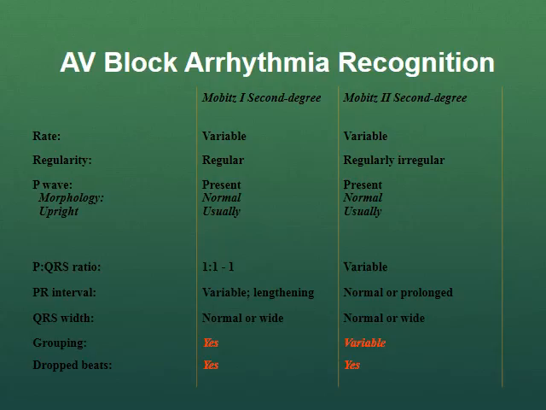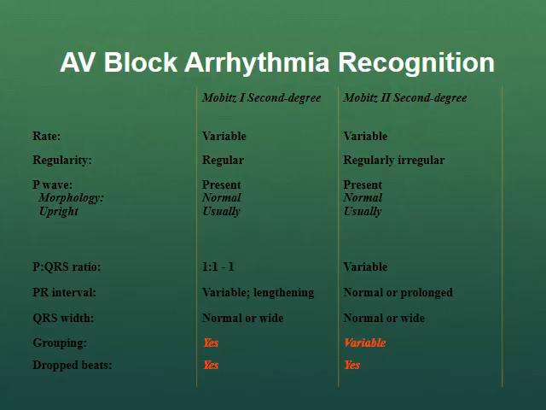Okay, so recognizing our second degree heart blocks, type 1, we're going to have our variable rate. It should be fairly regular. We're going to usually have a normal upright P wave. Our P to QRS ratio is going to be 1, except when we're dropping a QRS. The PR interval is going to be lengthening. It is variable. The QRS width should be normal. And we're going to have grouping of beats, and we are going to have drop beats.